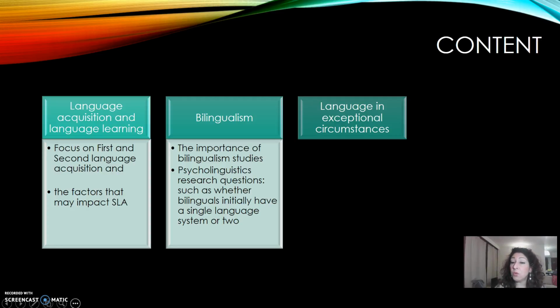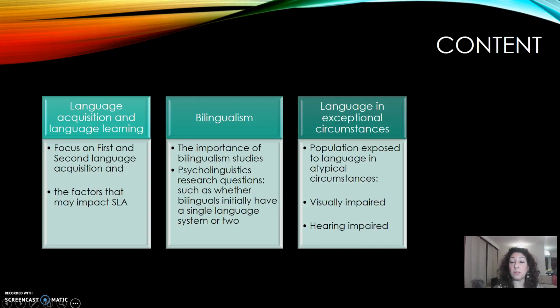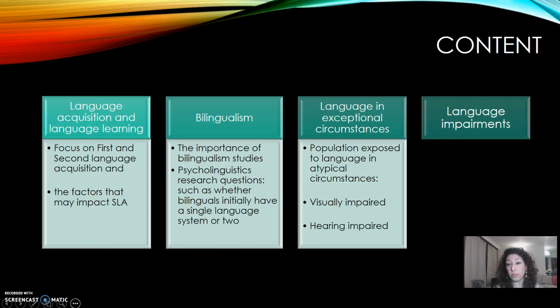We will study language in exceptional circumstances. This population exposed to language in atypical circumstances such as visually impaired children or hearing impaired children.